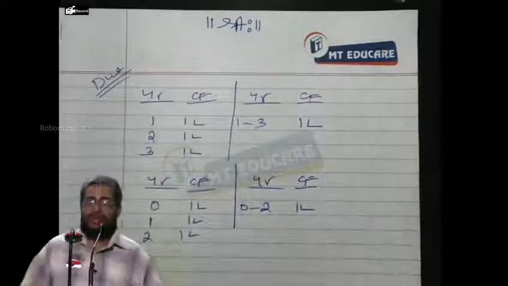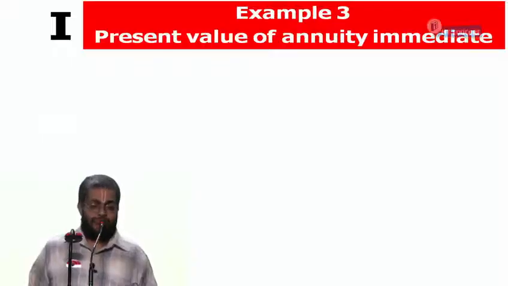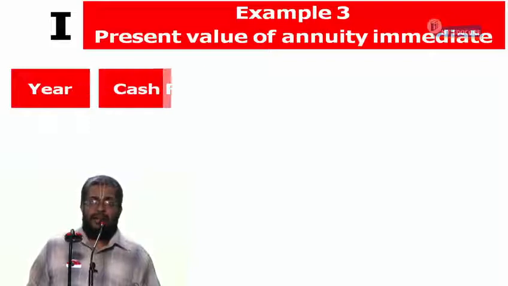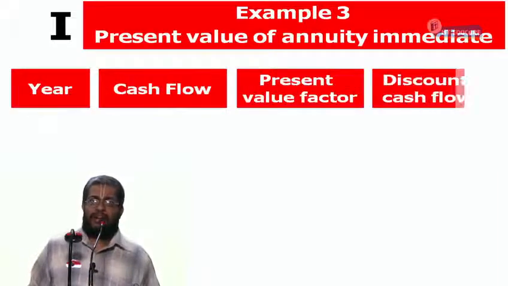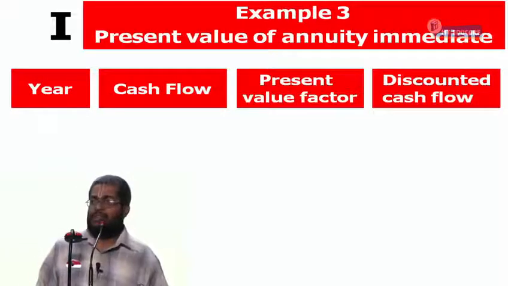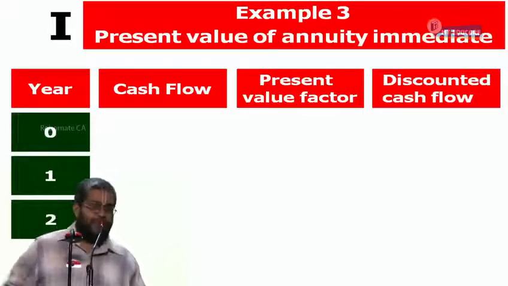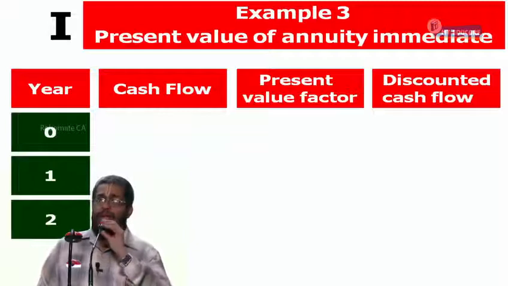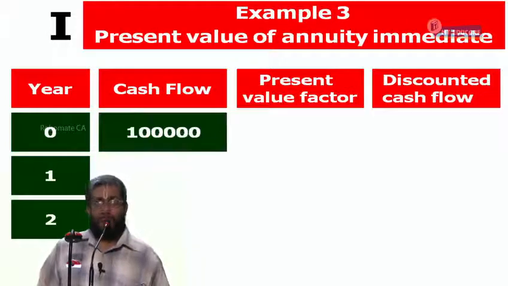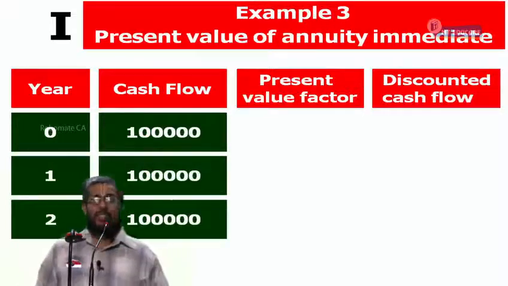Can I start or not? Let's do it together. Alternative 1. Year, cash flow, present value factor, discounted cash flow. Tell me how many years are there? 3 years. Which are 0, 1 and then 2. Tell me, what is the cash flow for year 0? 1 lakh. Year 1 also? 1 lakh. Year 2 also? 1 lakh.